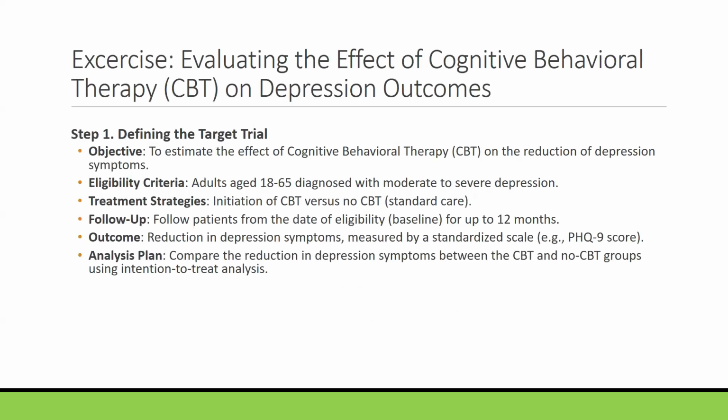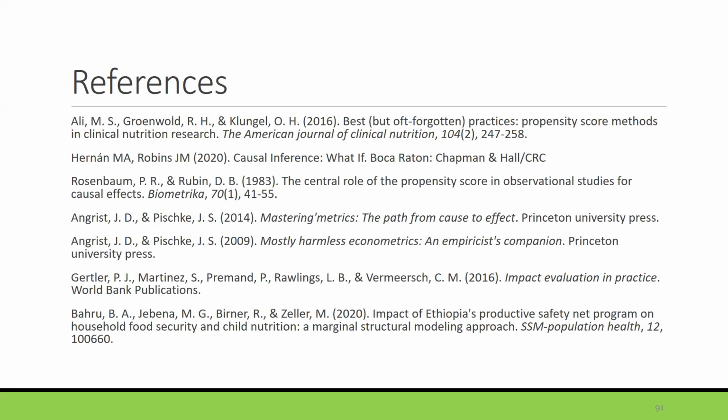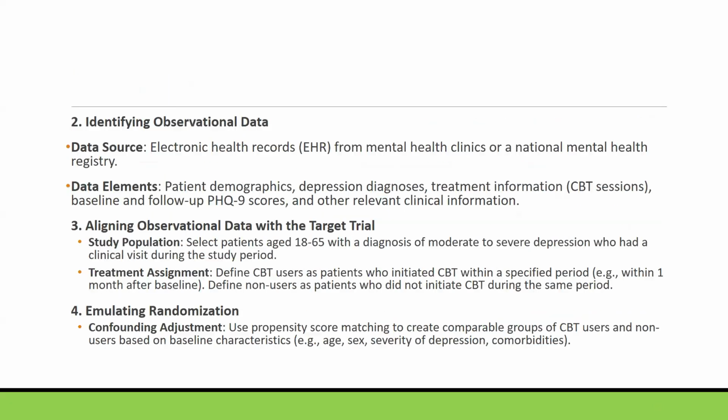Okay. So if this is an exercise, imagine we want to emulate the effect of cognitive therapy on depression outcome. How should we define it? If we are going to do some hypothetical RCT, you have to clearly specify your targeted trial, you identify the data, and then you emulate. Those are the steps.